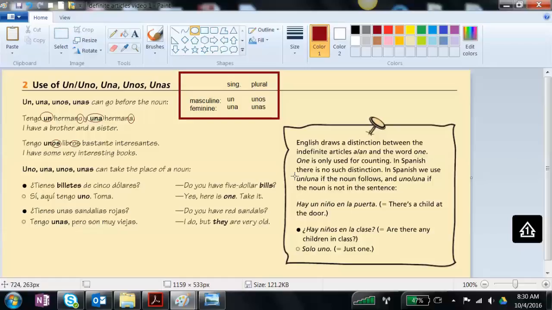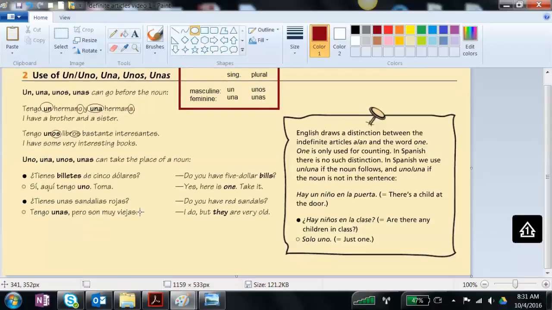But here they're showing you how it can be used, taking the place of a noun. So, tienes billetes de $5? Do you have $5 bills? Sí, aquí tengo uno. Here I have one. And that one is replacing billetes, but you've made it singular because you just have one. Tienes unas sandalias rojas? Tengo unas, pero son muy viejas. So do you have some red sandals? I have some, but they are very old.